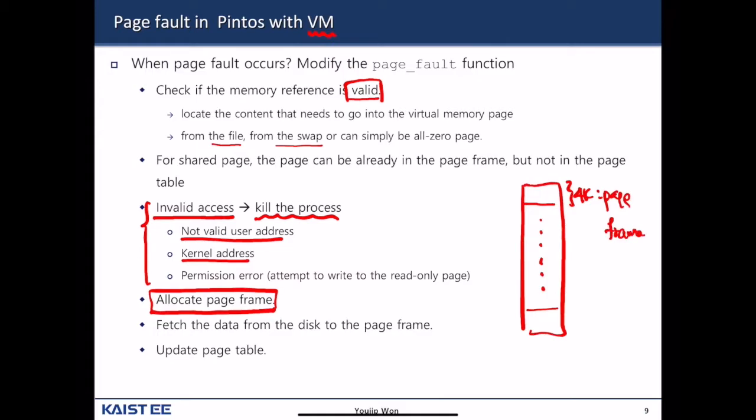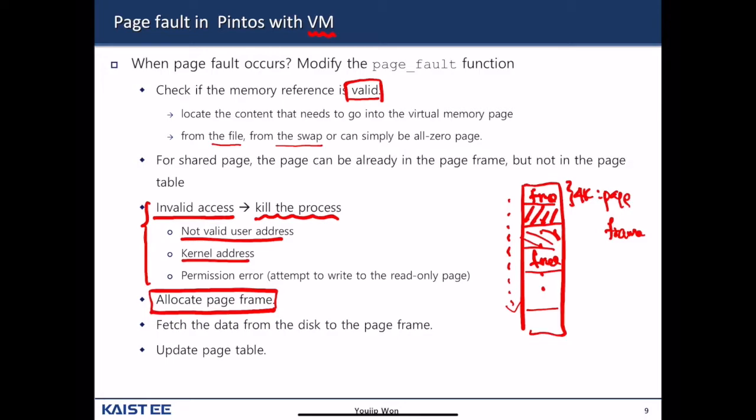Some page frames are free, and some page frames are used. So when a page fault occurs, the Pintos operating system needs to scan all the page frames, and then you have to select one and allocate it to the user process. That's what we mean by allocating a page frame.